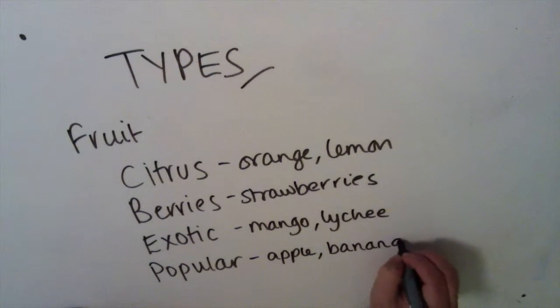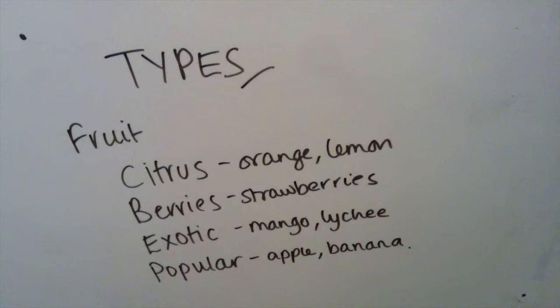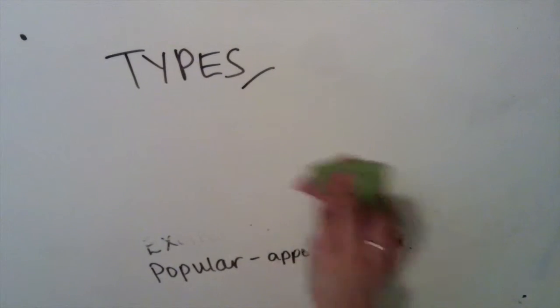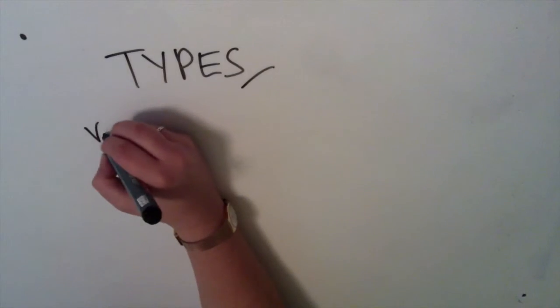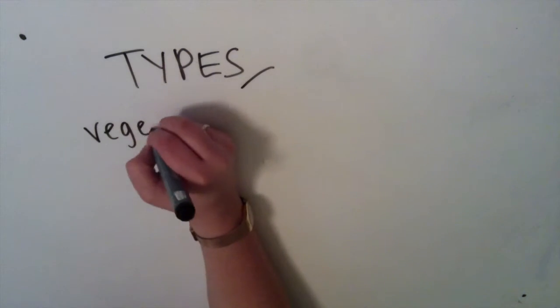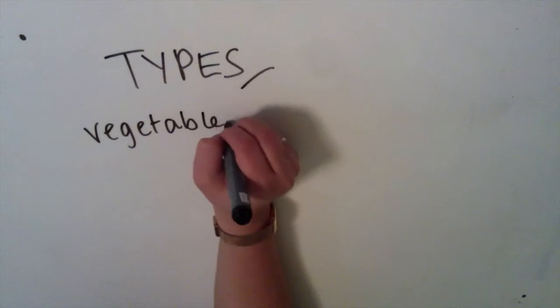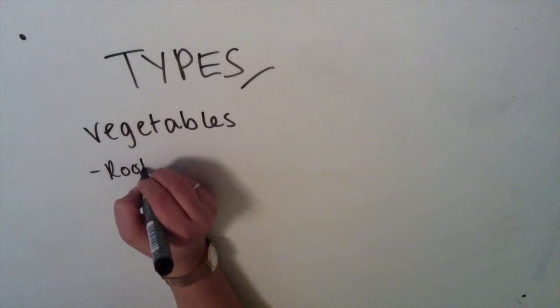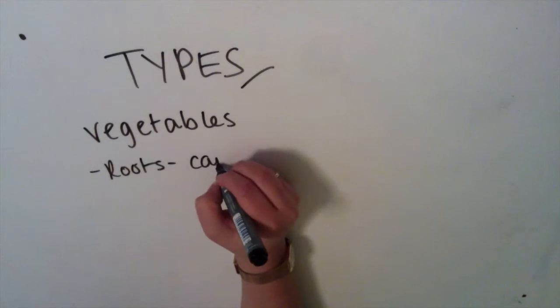Now obviously banana doesn't grow in the UK, it is an exotic fruit, but because it is so popular and commonly used in this country, it's actually classed as a popular fruit because we just expect it to be available at all times. So the next thing that I'm doing is categorising vegetables, and I did forget one whilst I was doing this. I did forget bulbs, and these are things like onions and garlic, but we have discussed this.